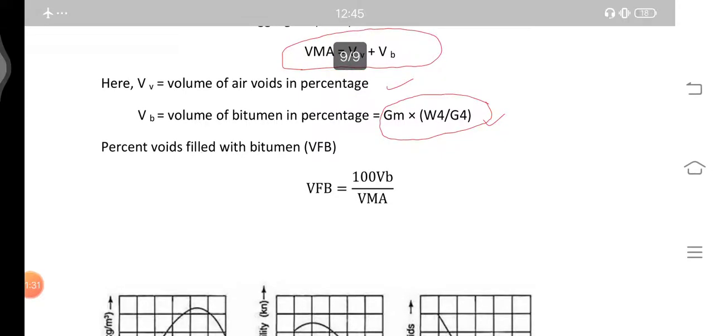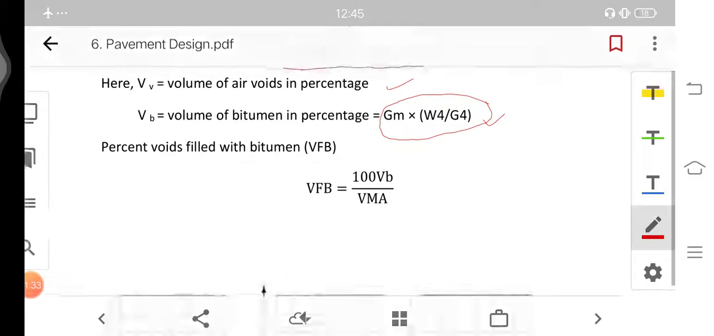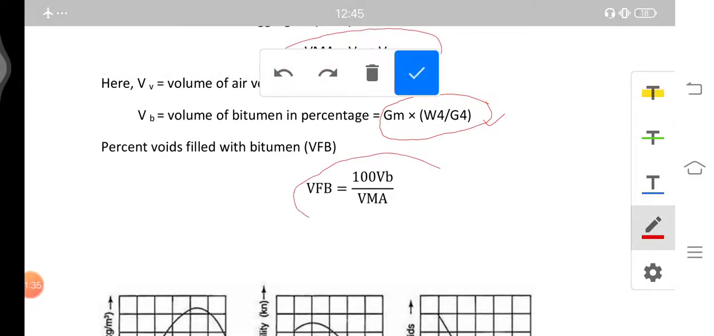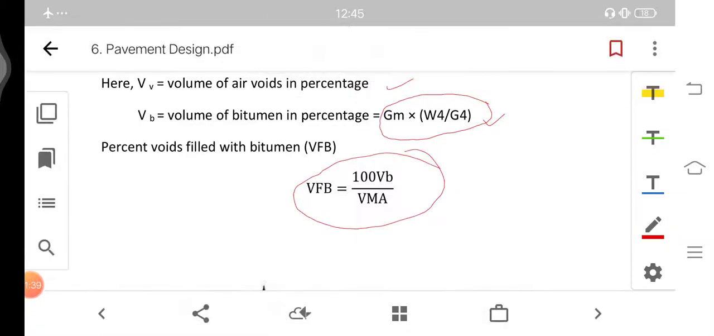The percent voids filled with bitumen, VFB, is given by this formula, 100 times VB upon VMA.